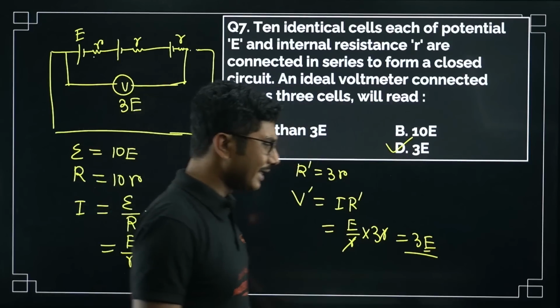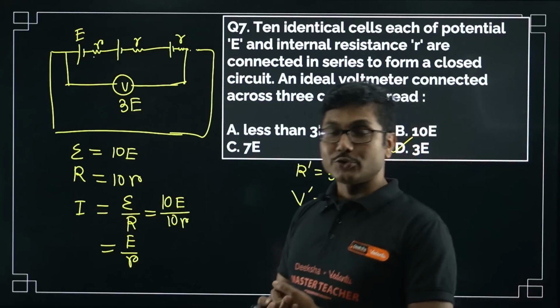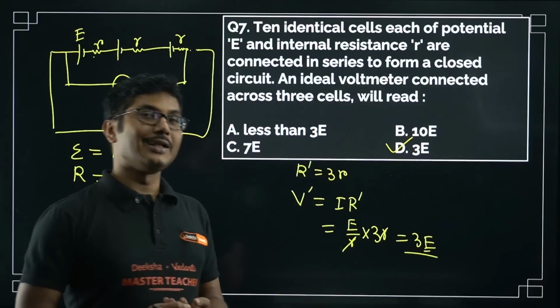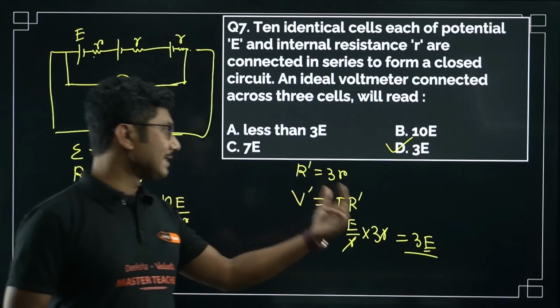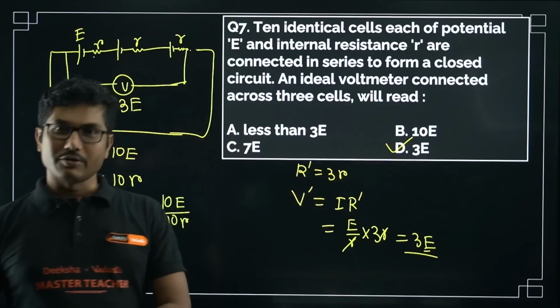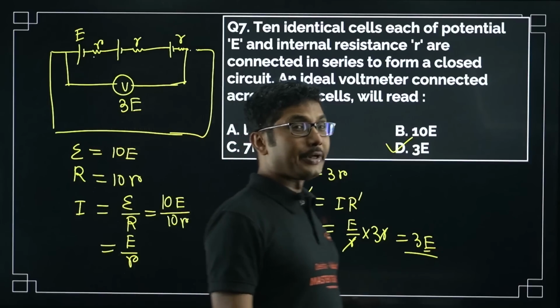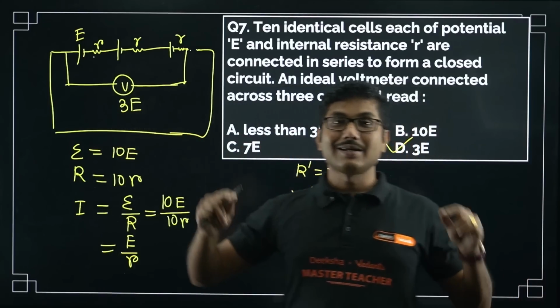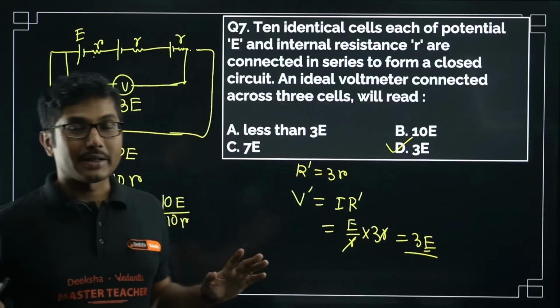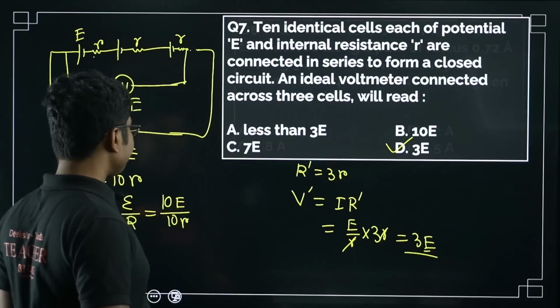than 3. You might think that the cells have some internal resistance, so the expected value should be slightly less than 3. Actually not, it is exactly equal to 3E. Okay, so this option and this option are confusing. So if you are confused, you have to know that if this voltmeter is ideal, you get exactly the same voltage, it does not matter what is the total internal resistance of the cells.